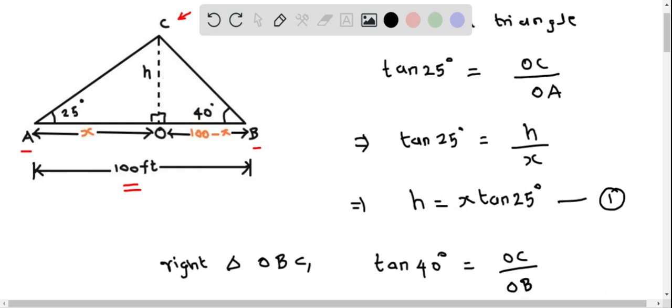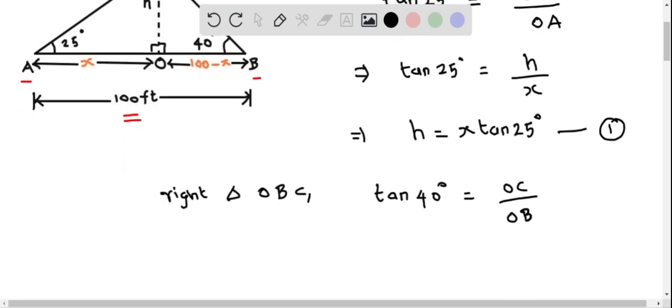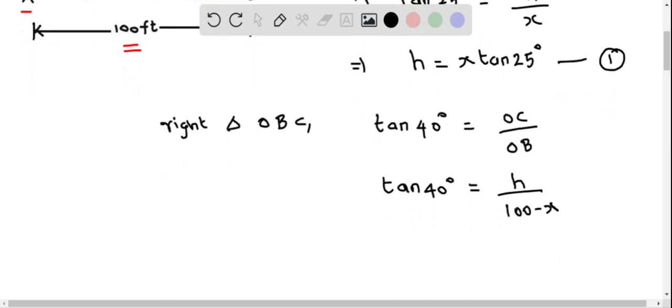Now let me write down OC as h. So therefore this becomes tangent 40 equal to h over OB, which is 100 minus x. I can solve for h from this equation when I multiply both sides by 100 minus x. So I'll be getting 100 minus x times tan 40 equal to h. Let this be equation 2.